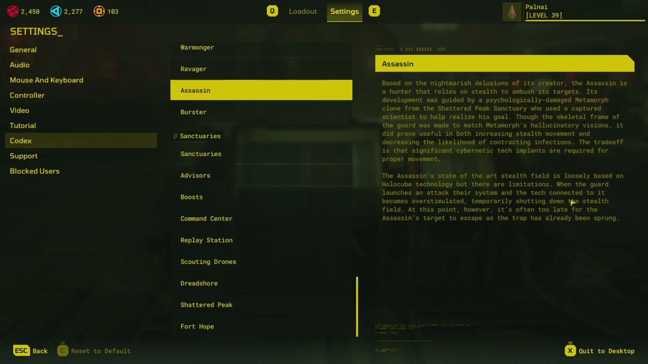Though the skeletal frame of the guard was made to match Metamorph's hallucinatory visions, it did prove useful in both increasing stealth movement and decreasing the likelihood of contracting infections. The trade-off is that significant cybernetic tech implants are required for proper movement.